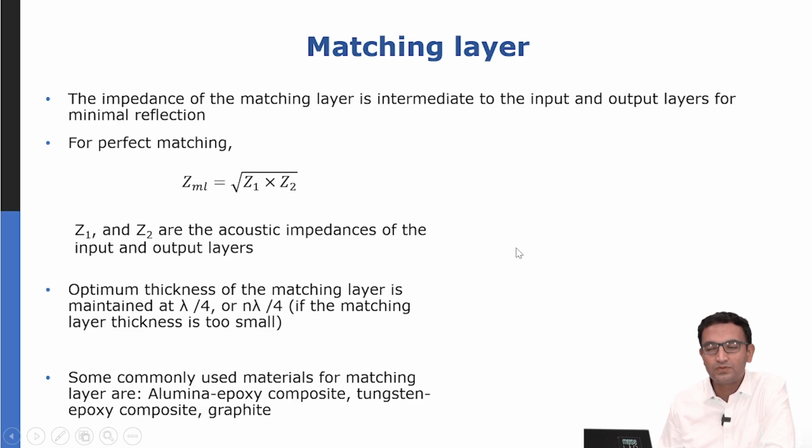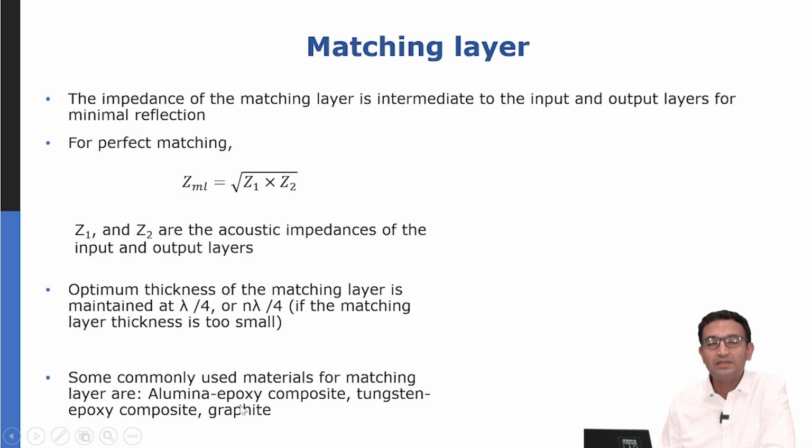There are mathematical proofs which show that if the layer is lambda by 4 and the impedance is the square root of Z1 Z2, then you will get perfect matching. Now, lambda can be of sub-millimeter dimensions for megahertz transducers, so lambda by 4 in some cases will become too thin or too flimsy. In such cases we go for n lambda by 4, where n is an integer. The advantage is better resistance to strain, but the disadvantage is more attenuation as the wave passes through this matching layer. Some commonly used materials for matching layers are alumina epoxy composite, tungsten epoxy composite, and graphite.